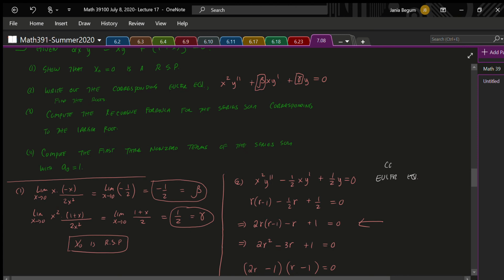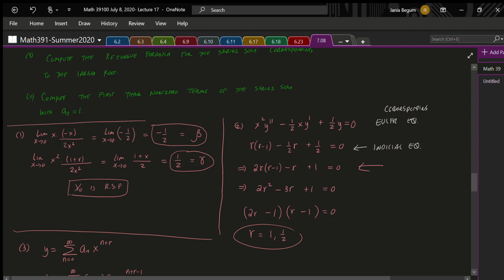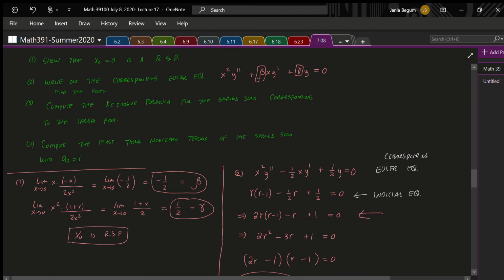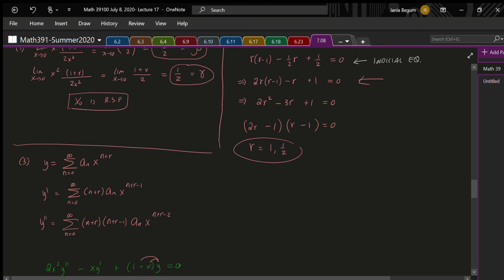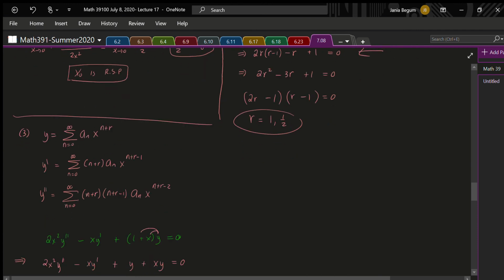Once we have the Euler equation, we have the roots, because you can solve this polynomial by writing out its indicial equation, which is this right here, and then we find the roots to it. We get two roots, 1 and 1/2. Then the next part of this question says, find the recurrence relation that corresponds to the larger root. So we compute the power series solution near the regular singular point. The solution is y equals the infinite sum a_n x to the r.